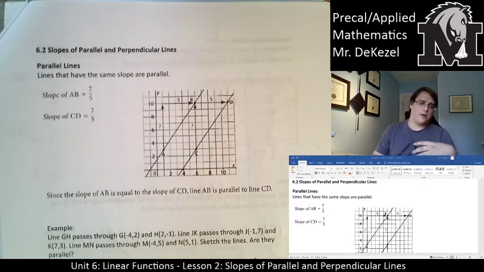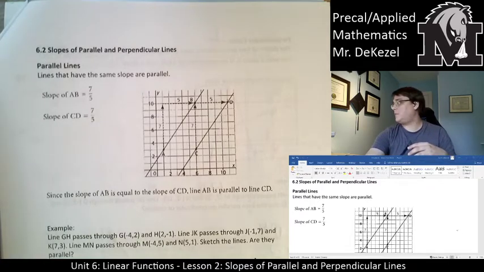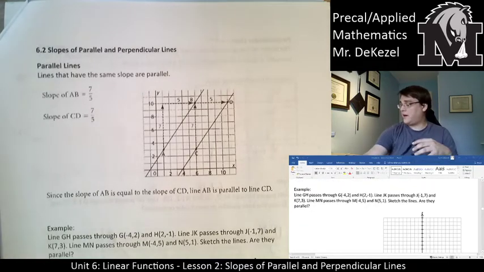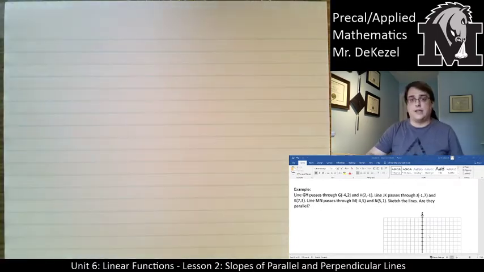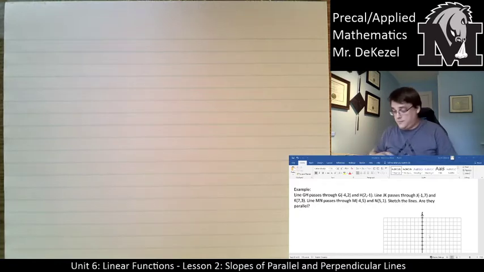Let's explore a little bit about some lines. We're going to plot some points, draw some lines, calculate some slopes, and find out the subtle differences between a parallel line and a close to parallel line. So, we have our example. Now, we're going to have three lines, so I've got three colors, but you can just label them, no problem.